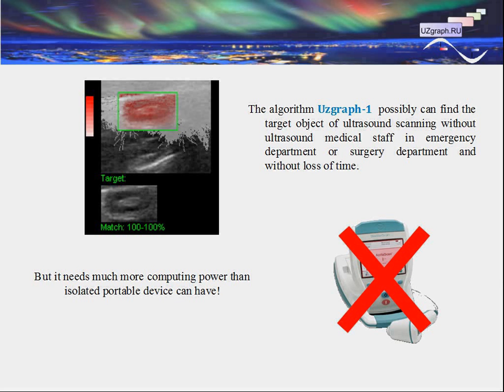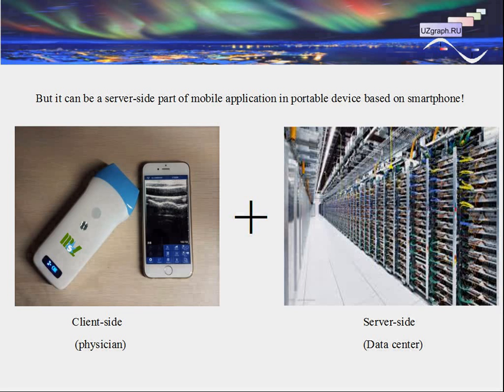In this study I used a Yorkfield CPU core and about 5-6 GB of RAM, and comparing two small images of about 150 pixels took about 8-12 hours. It's a nightmare. But it can be a server-side part of a mobile application and portable device based on a smartphone.